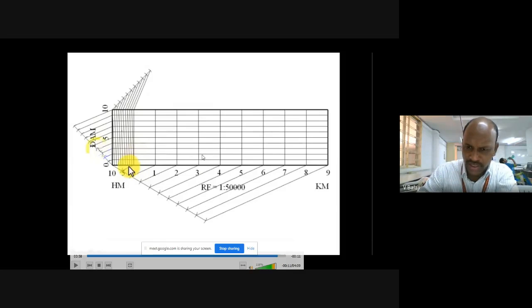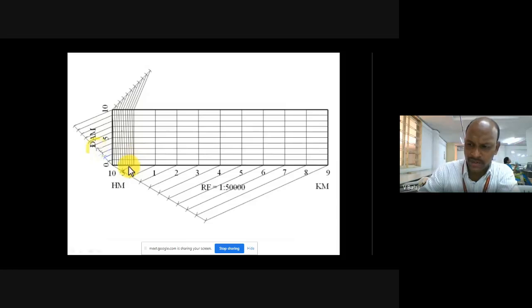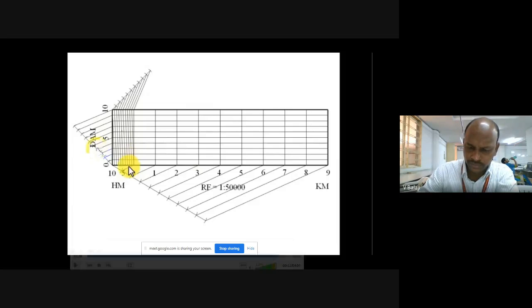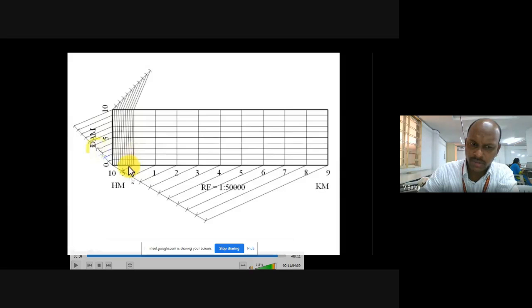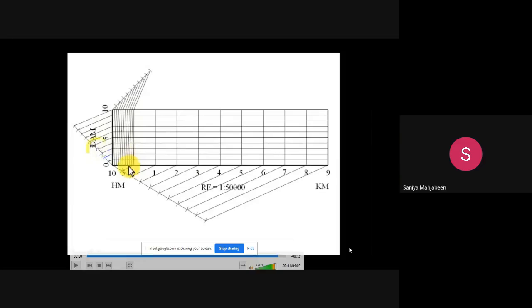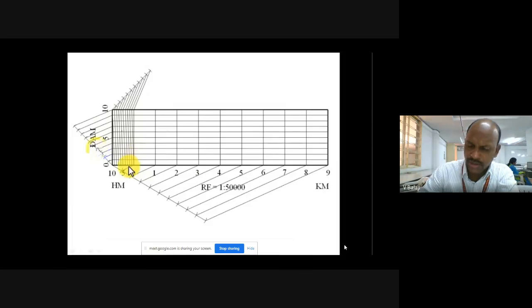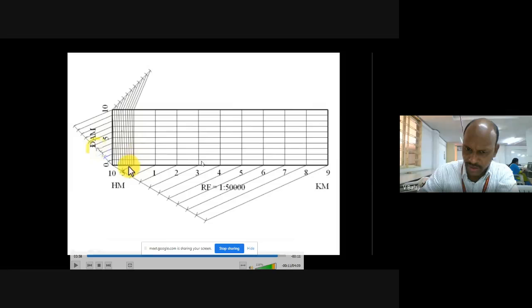What about the plane scale? Can't we measure 3 units? Can we measure with plane scale all these 3 units, kilometer, hectometer and decameter? Can we use the plane scale for that? Not simultaneously, sir. Not possible. Very good. So that is the major difference between plane scale and diagonal scale.